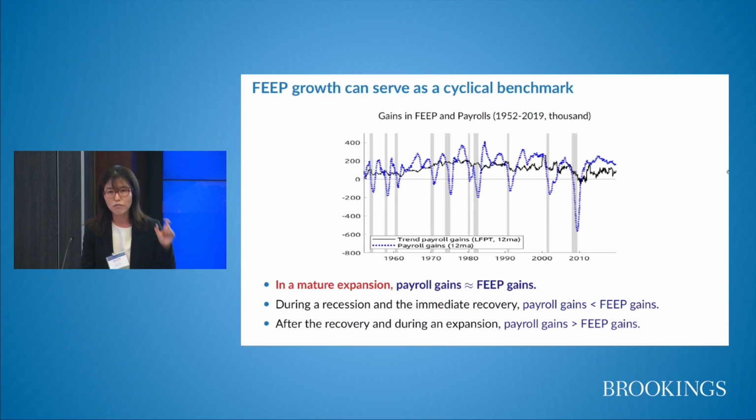So it turns out that the FEEP gains, the employment growth that is needed to maintain full employment, can serve as a nice benchmark for payroll gains when we assess the cyclical position of the economy. Here you are looking at the payroll gains, the blue line, and the black line is the FEEP gains, the benchmark. So here are the empirical regularities that I uncovered. In a mature expansion, payroll gains seem to be very similar to FEEP gains, okay? But when a recession comes, payroll gains become slower than FEEP gains.